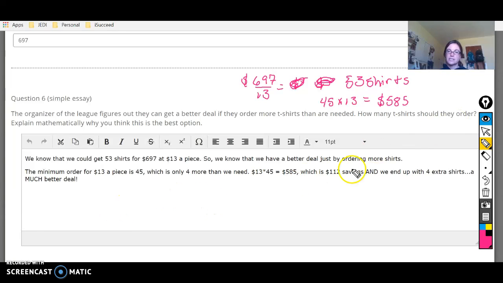I've typed this out here. I think both of these things are worth it. We know that we could get 53 shirts for $697 at $13 a piece, so we have a better deal just by ordering more shirts. The minimum order for $13 a piece is 45, which is only 4 more than we need. So 13 times 45 is 585, which is $112 savings, and we end up with 4 extra shirts. This is a much better deal.